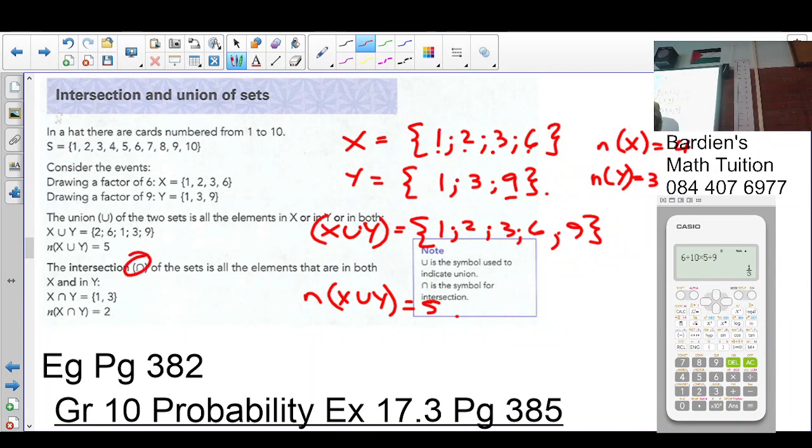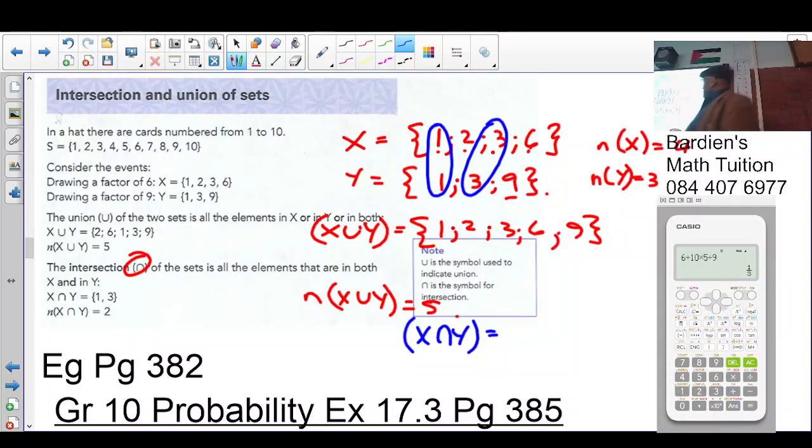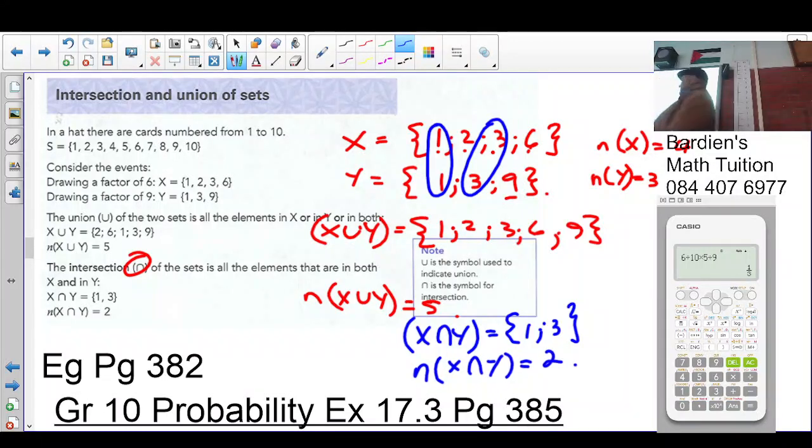Now we're looking at the intersection, or the upside down U. The intersection of the sets is all the elements that are in both X and Y. So which elements are in X intersection Y? The only numbers that are in both are 1 and 3. Can you see that? So in X intersection Y, it's going to be 1 and 3. So what is the number in X intersection Y? Do you guys understand? Okay.